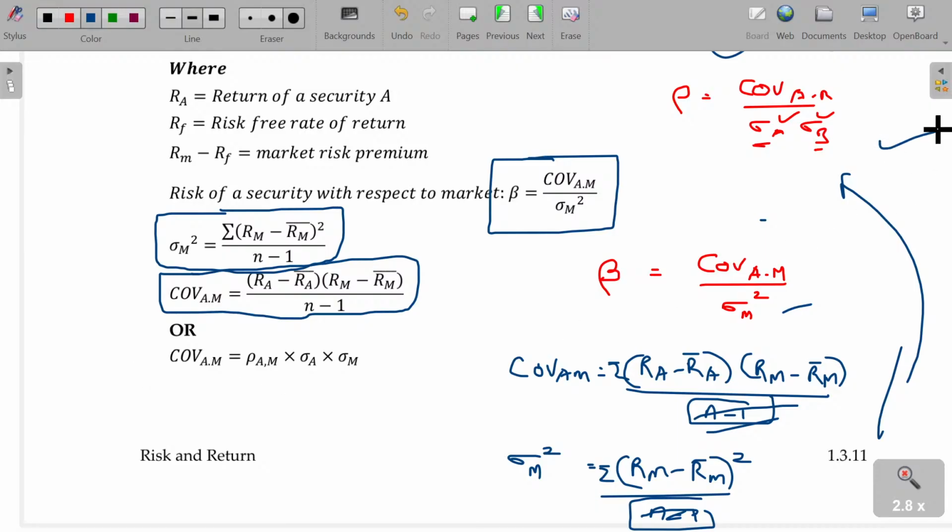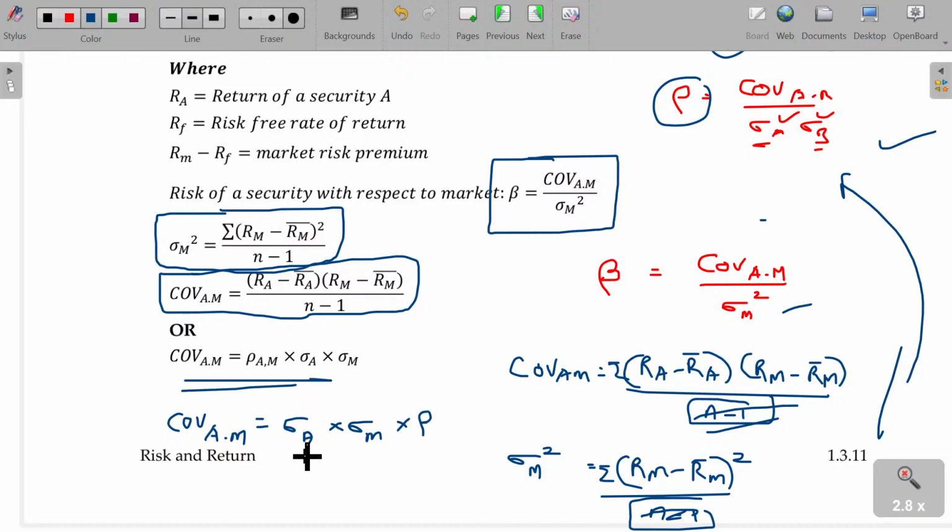Now, this can be rewritten this way. How? Covariance of A with respect to market is equal to standard deviation of A and standard deviation of market multiplied with what? Correlation. The other way of stating the covariance is this way. This covariance formula can be found out this way also. We have the two formulae here. Covariance of A and M is equal to correlation between A and M into standard deviation of A into standard deviation of M.